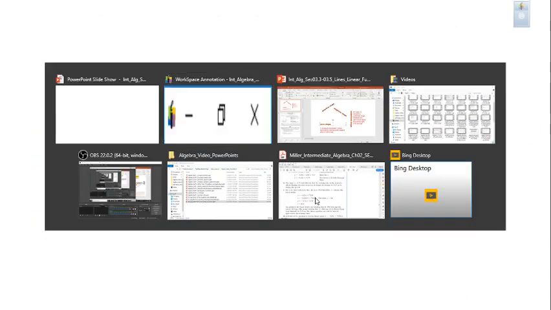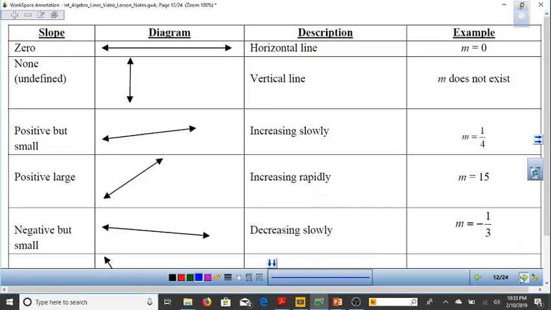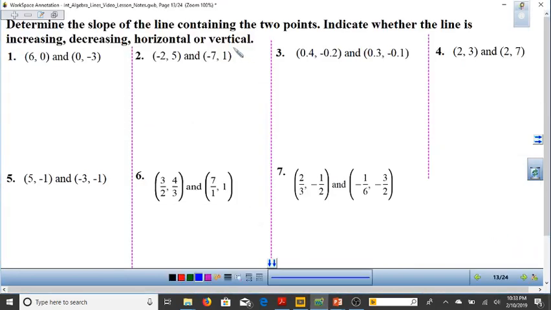Now let's do a quick example here of calculating slope. So determine the slope of the line containing the 2 points and indicate whether the line is increasing, decreasing, horizontal, or vertical. Since we have 2 points here, we simply use the slope formula. I typically write the formula m equals y2 minus y1 over x2 minus x1. And at least initially, I would recommend that you label your points.